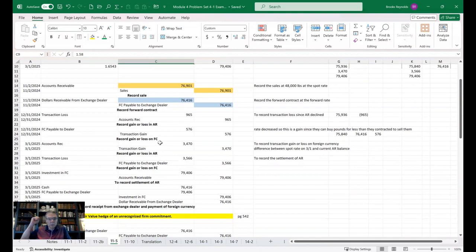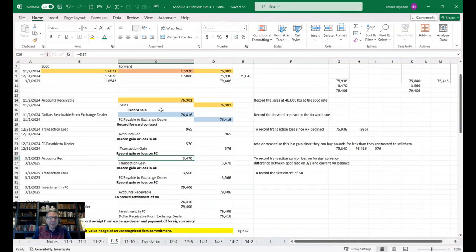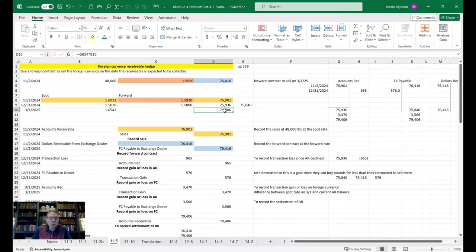Okay, so now we come to March 1st, 2025, and we're going to settle these accounts. So we have to again update the accounts receivable. And so that is going to be the 1.6543 times the 48,000 pounds. And so now our receivables balance is 79,406. Well, then we have to debit the balance by 3,470. All right. And so the other side of that is going to be a transaction gain.